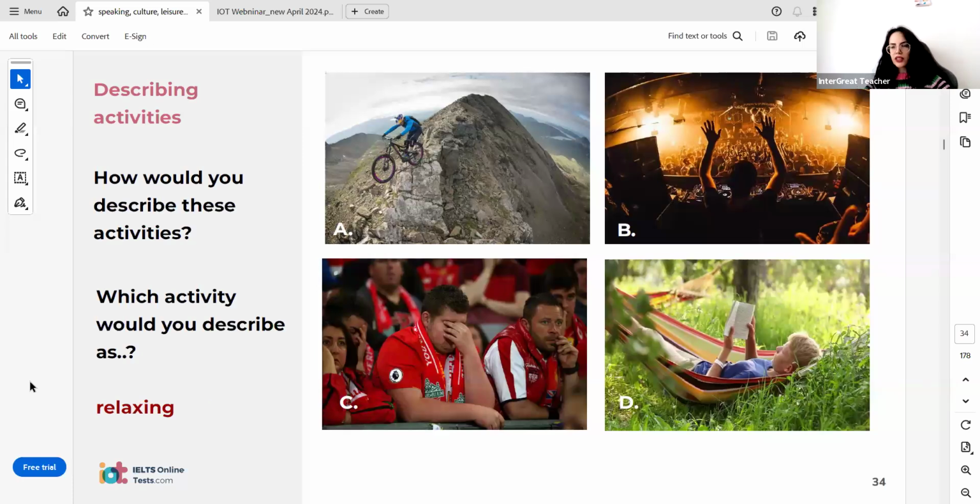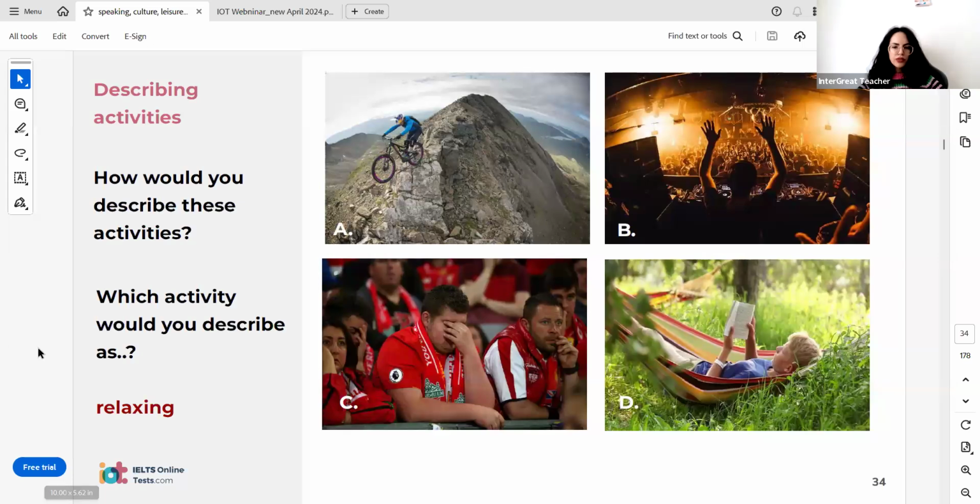How about relaxing? Yeah, I wouldn't call C relaxing necessarily because I don't think that they are really relaxed, but yes, D is very relaxing, sure. B, I don't think is relaxing, you know? A could also be relaxed, but isn't that like an extreme sport? Like you do it for the excitement. So I think that's more exhilarating than relaxing. So I would only describe D as relaxing.